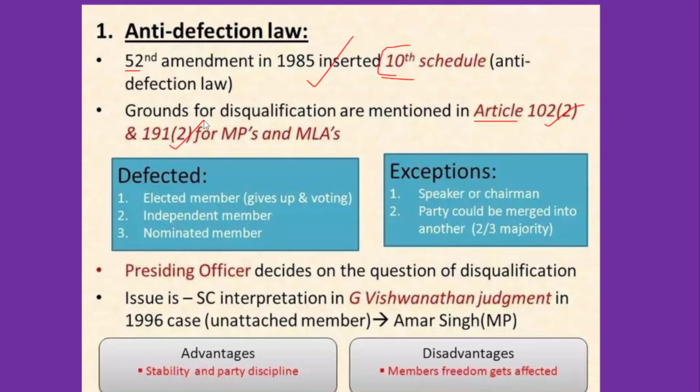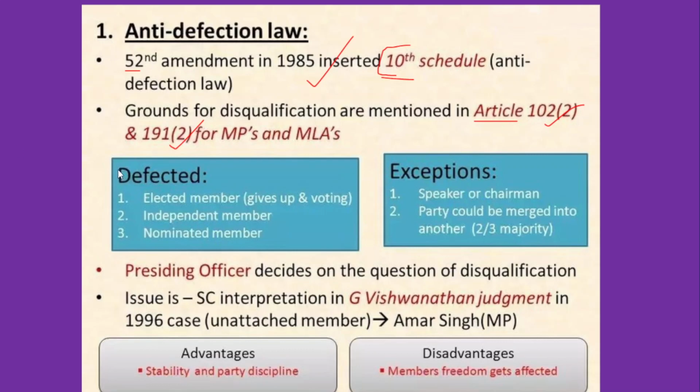One such exception is a member who becomes speaker: he can resign from his party and will be exempted from the provisions of the anti-defection law. And if 2/3 of the members decide to merge with another political party, they will also not be subjected to the anti-defection law. So these are the disqualifications as well as the exemptions under the anti-defection law.